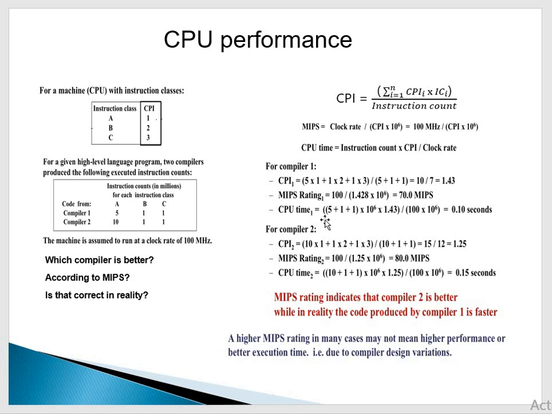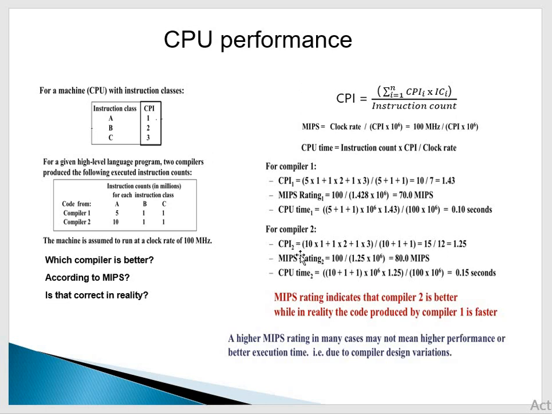Similarly, we will calculate the CPU time as well. The CPU time will be the instruction count into CPI upon clock rate. First of all, we calculate the instruction count. The instruction count for compiler 1 is 5 plus 1 plus 1, which is a total of 7 million instructions. So it is 7 into 10 raised to power 6 into CPI, 1.43, divided by clock rate. The clock rate is 100 megahertz, so it is 100 into 10 raised to power 6. So the CPU time will be 0.1 second. So these are the calculations. The MIPS rating for compiler 1 is 70 MIPS, where the CPU execution time is 0.1 second for a program executed by compiler 1 with the given inputs.